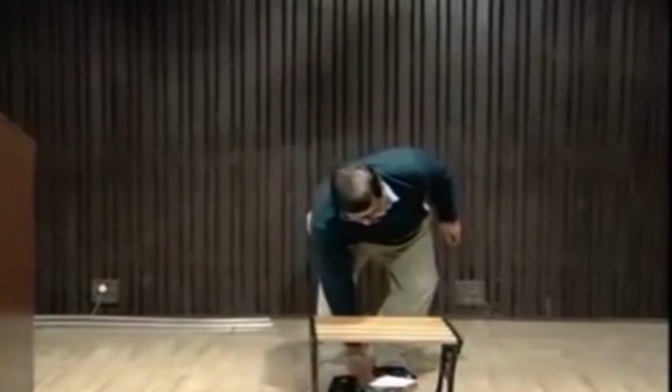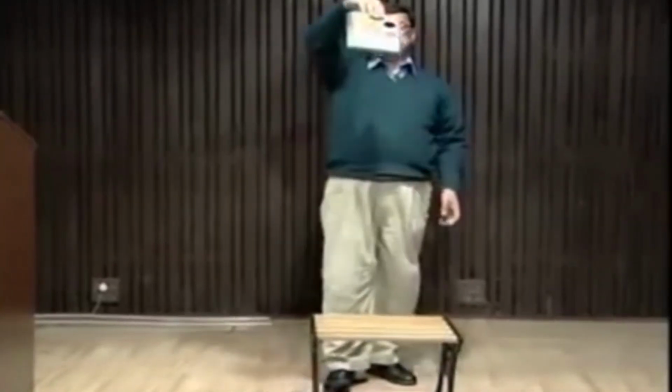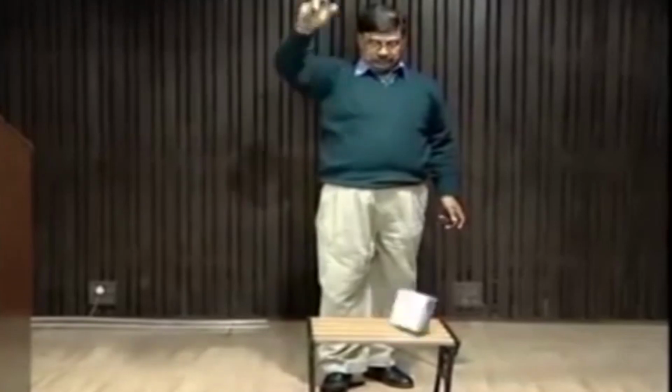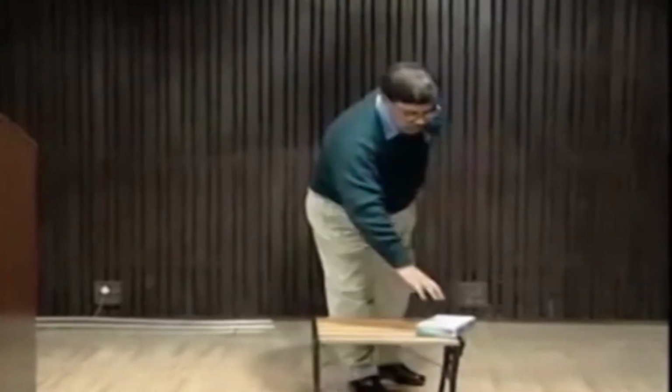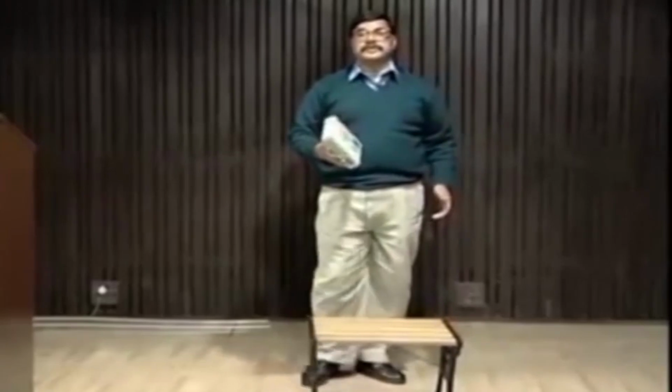Observe now, when I do it about this axis, what happens? By the time it comes down, it has started rotating about all axes. Observe it carefully. It has started tumbling. We should be able to explain this using rigid body dynamics equations of motion.